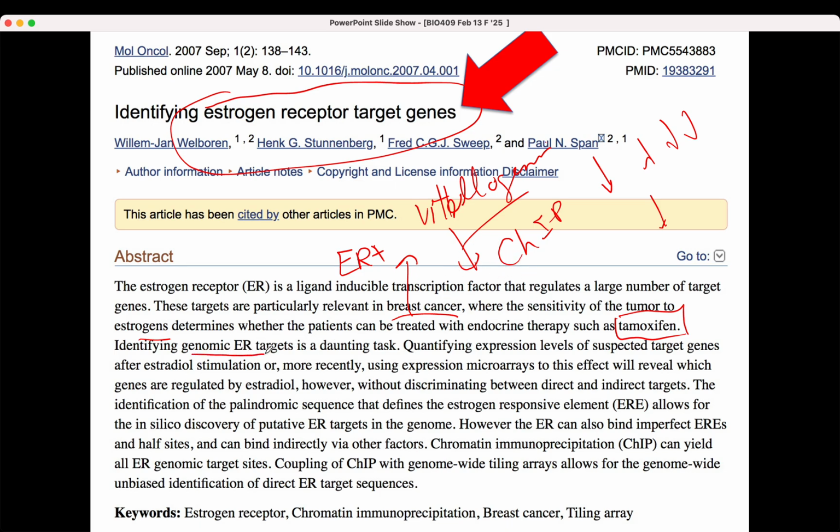Identifying genomic estrogen receptor targets is a daunting task. Quantifying expression levels of suspected target genes after stimulation or using experiments, this effect will reveal that. So we're going to get down here. However, the estrogen receptor can bind to a variety of different response elements, so not even the ones that are most familiar. We use ChIP to identify all target genes. Woohoo! Right? So good stuff.